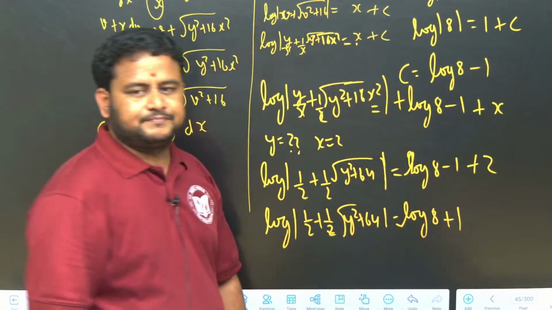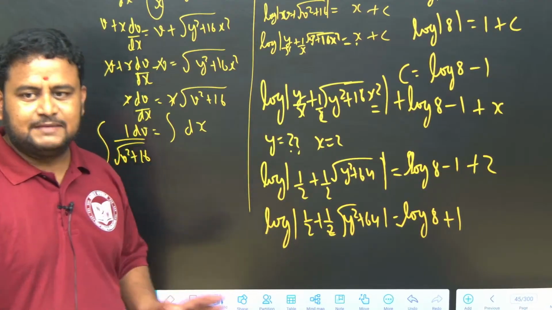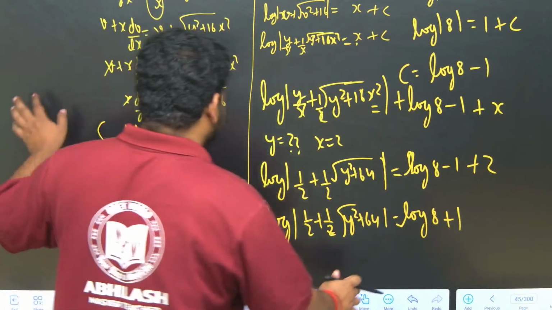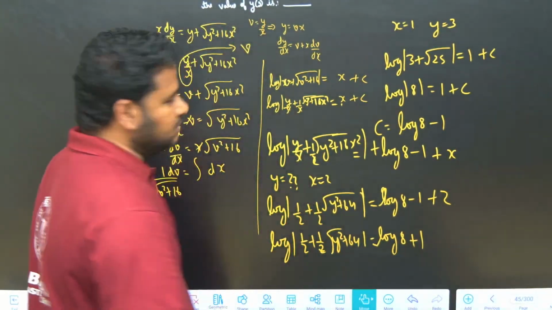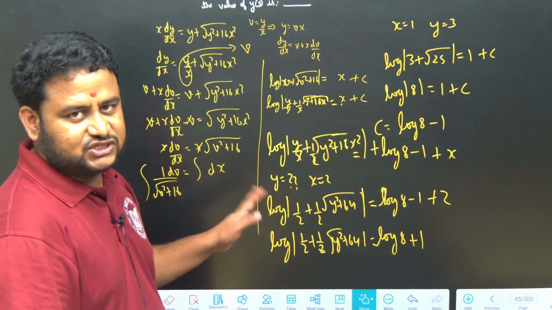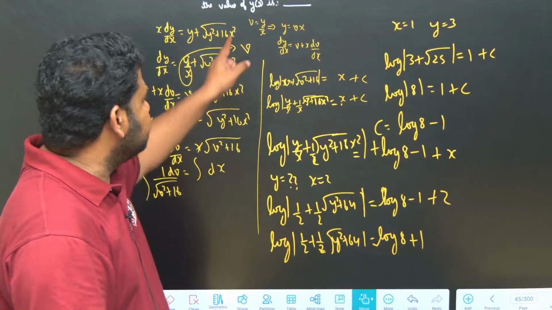If you solve this, you will get the answer. I want you to try this by yourself. Same procedure you follow and find the value of y of 2. The time is up. Try the value and put it in the comment section. If you want, I will give you the answer in the next class. Clear? So we have to find y of 2.